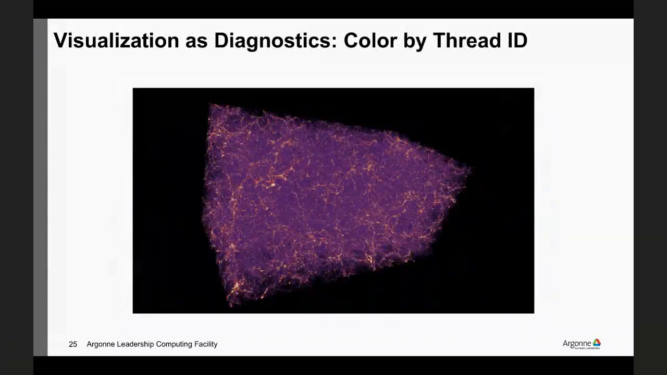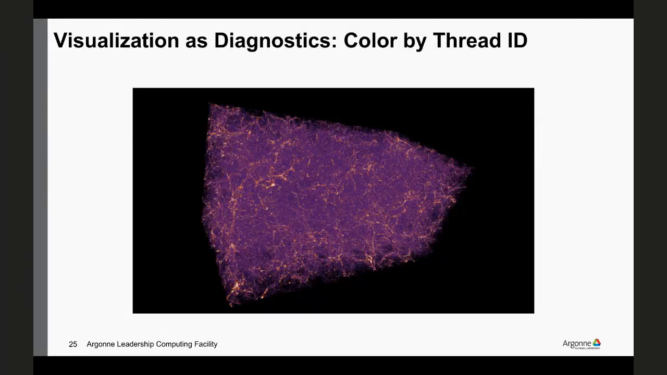So another use of visualization is as a diagnostics tool, right? And so this is an example of volume rendering, right? And so this is again looking at some cosmology data, and as I mentioned, this is some code that we developed ourselves, and in the process of trying to improve its performance, we were looking at doing some threading of the code, and we weren't sure how best to lay out the memory in order to do the threading, to get the best performance.